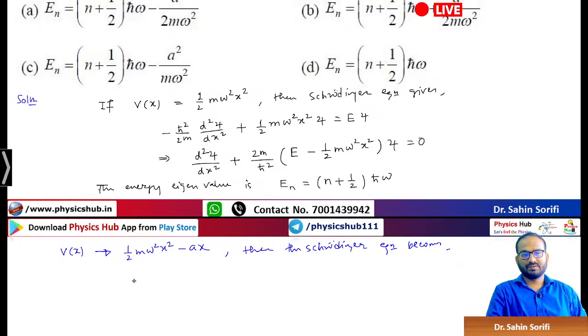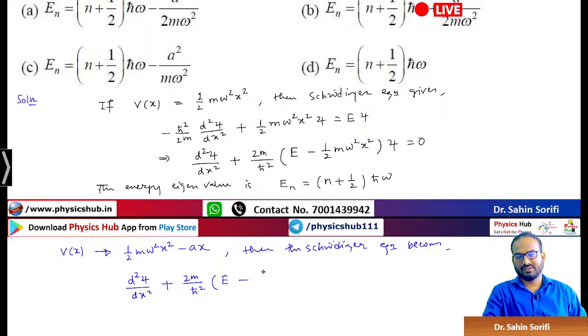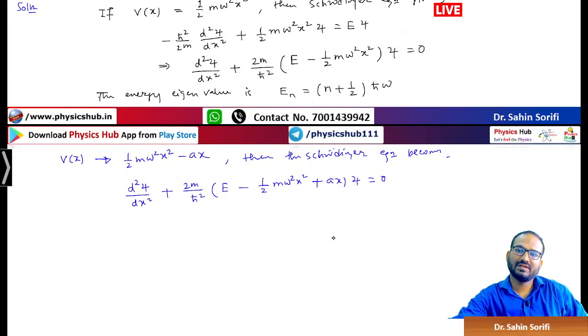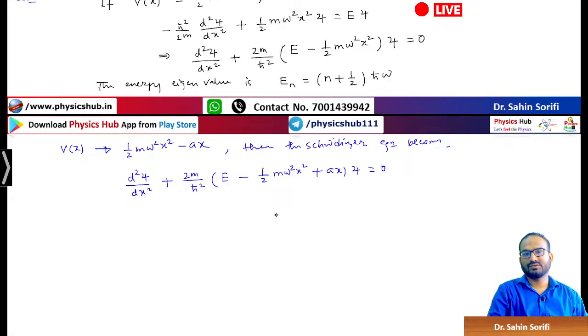This will become d²ψ/dx² + (2m/ħ²)[E − ½mω²x²]ψ. Here ½mω²x² is replaced by ½mω²(x² − x), but a minus sign is already there, so minus minus becomes plus. So for this you will get En′, which will be different from this. Let's name this equation 1.